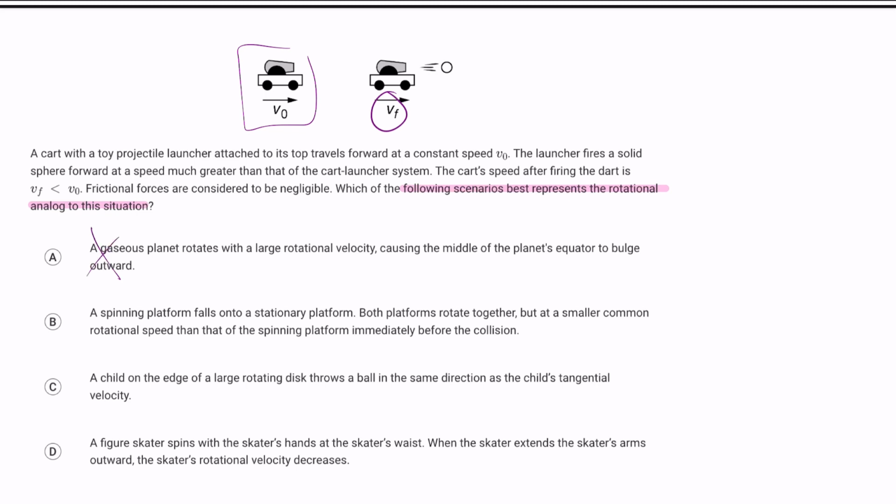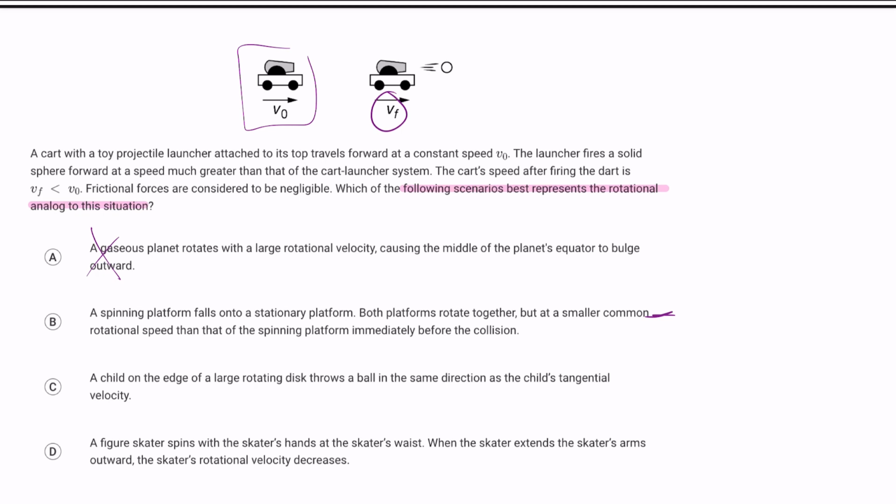B says a spinning platform falls onto a stationary platform. Both platforms rotate together, but at a smaller common rotational speed than that of the spinning platform immediately before the collision. All right, this one's a little bit closer because at least it has that component to where we had some initial velocity and then a slower final velocity. But I don't like it so much because it doesn't have a projectile. So I'm going to say hold off on this one. Let's see if there's a better analogy to our linear problem up above.